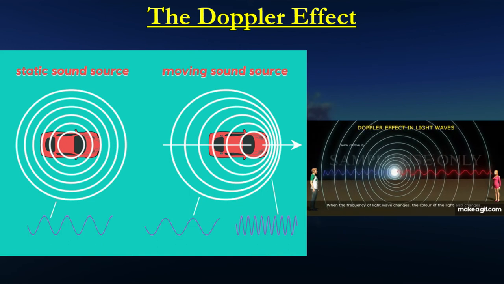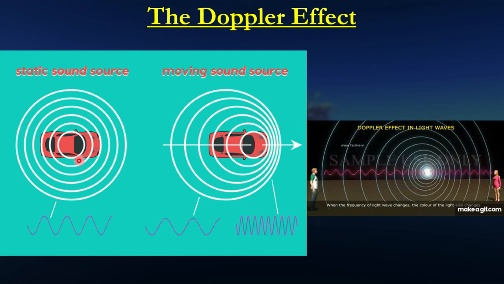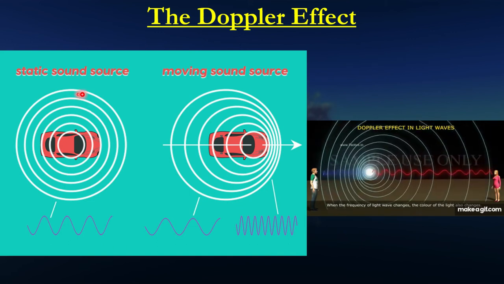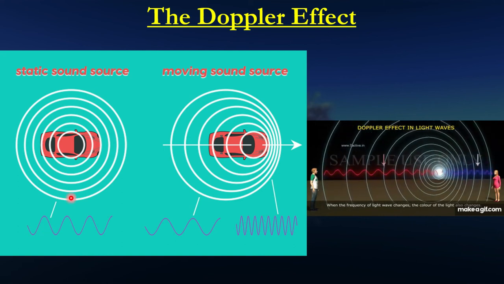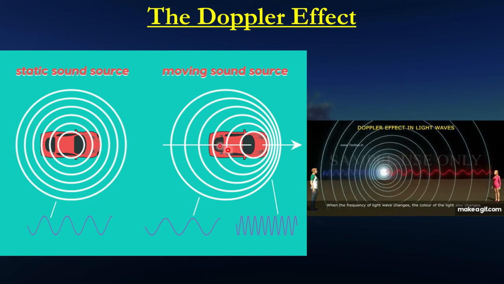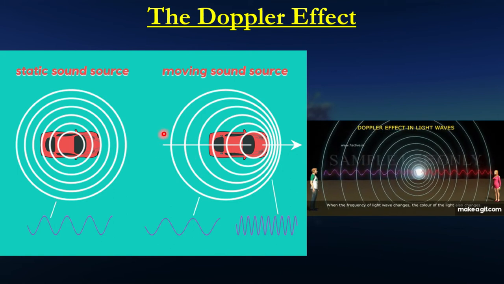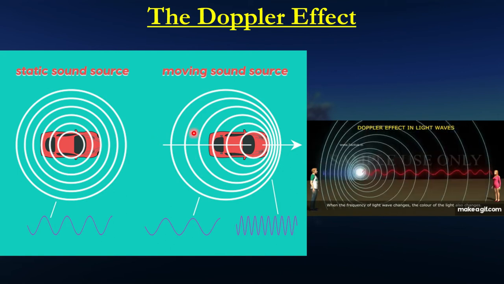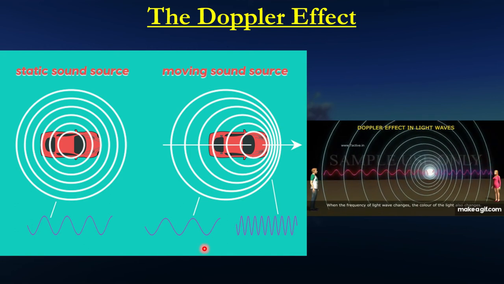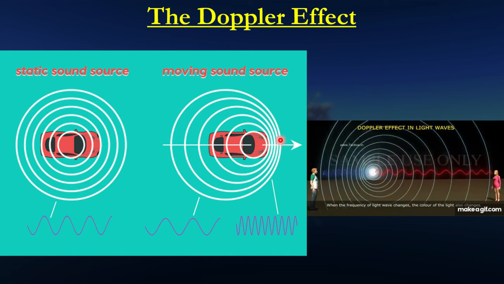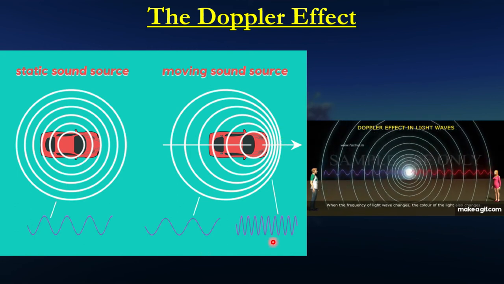Okay, so this is what we kind of see. If it's a static sound, you can see it's generating in all directions. You will find that the frequency, no matter where you're standing, is the same. However, if the object is moving, you'll find that the area in which the object is moving away from you has a lower pitch or lower frequency, and the one that's coming towards you has a higher pitch, higher frequency.